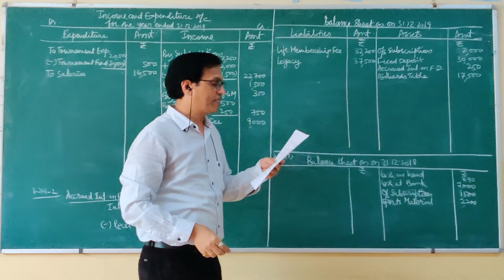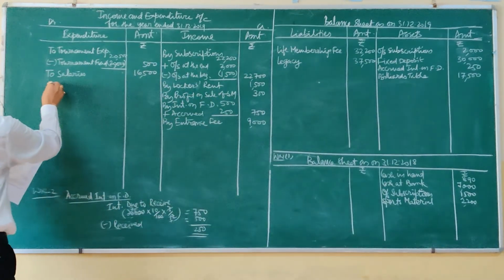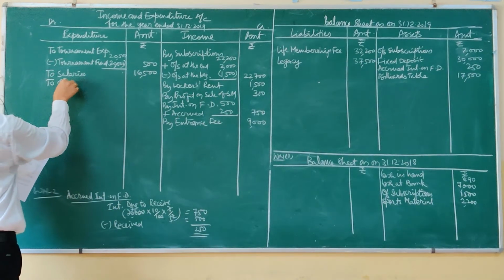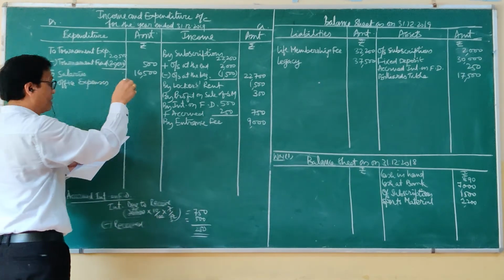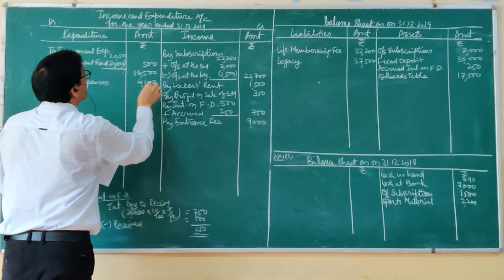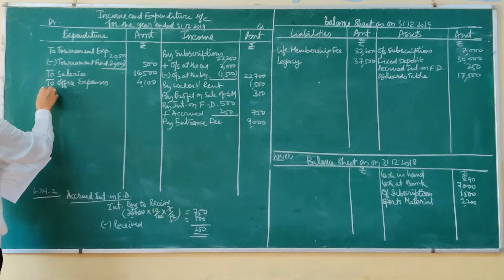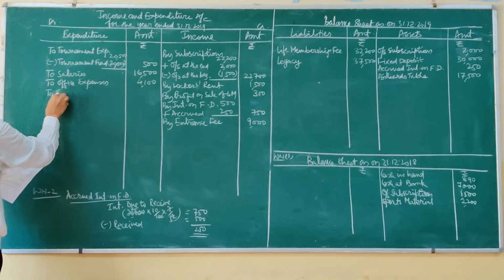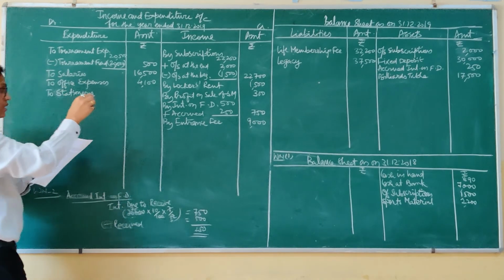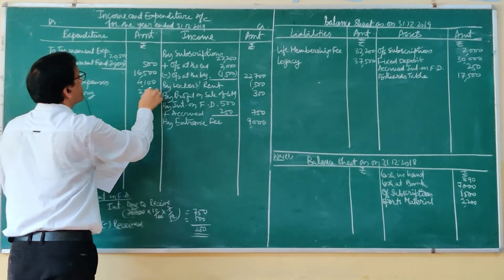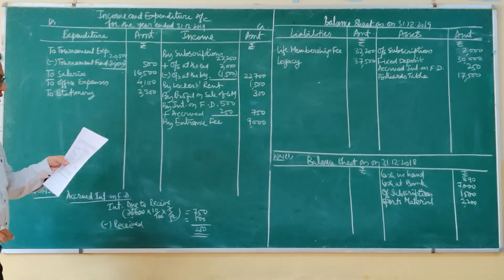Then office expenses, and nothing is in adjustments given for it. So to office expenses we write 4,100. Then to stationery we write, and nothing is given in the adjustment for it. To stationery, 2,300. Then tournament expenses we have taken.